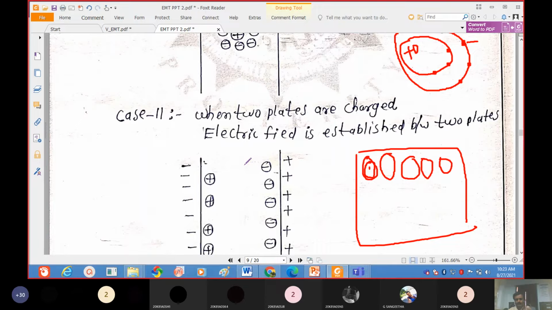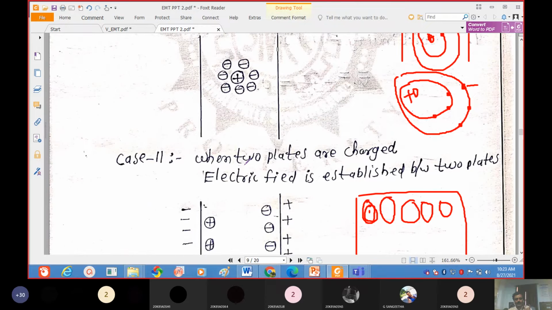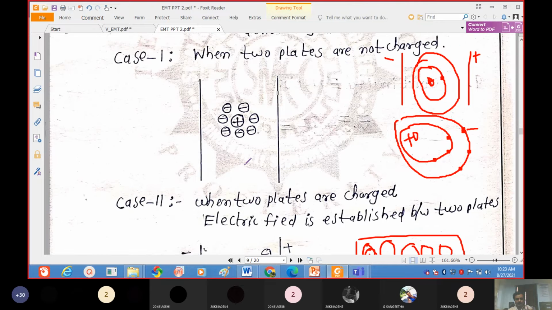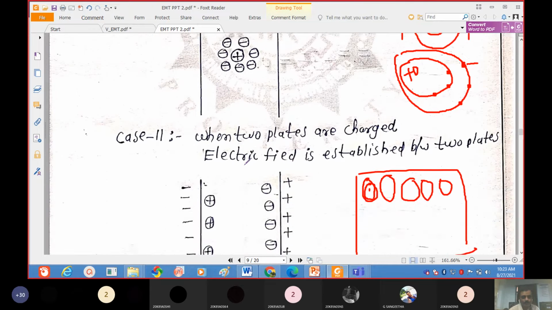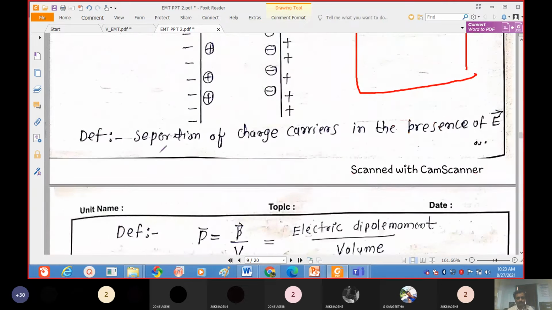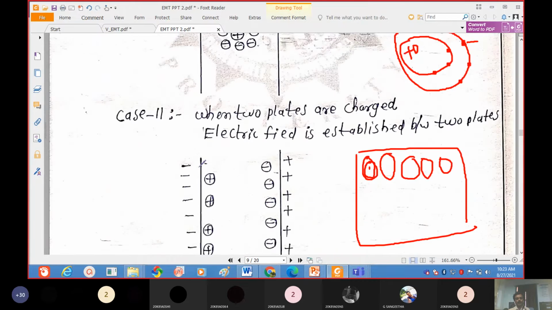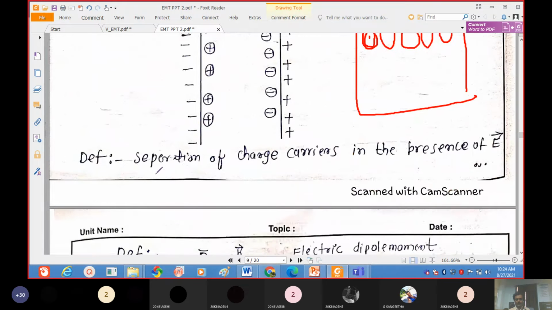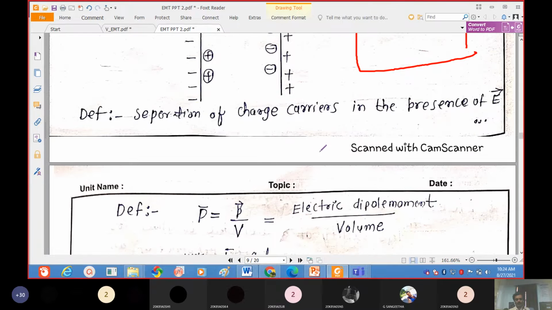Okay, if polarization takes place, then those materials we will call dielectric materials. This is about the dielectric material and polarization also. Now coming to the definition: separation of charge carriers in the presence of an electric field. That process we will call polarization. These types of materials we will call dielectric materials.